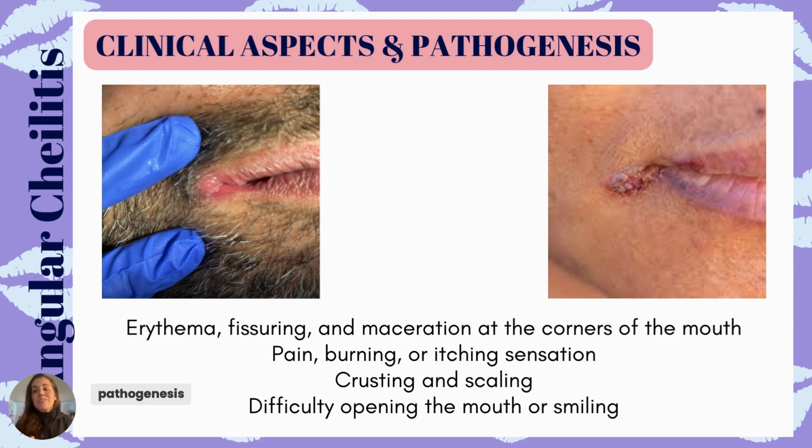So, the pathogenesis of angular cheilitis involves a complex interplay between microbial overgrowth, salivary pooling, and mechanical irritation. What happens is that the corners of the mouth become macerated due to saliva accumulation, and this is going to create an ideal environment for fungal and bacterial proliferation. This will lead to inflammation, fissuring, and the characteristic erythema and crusting.